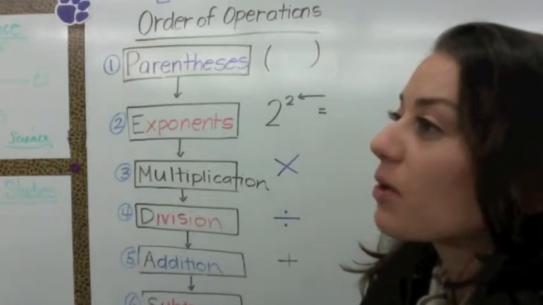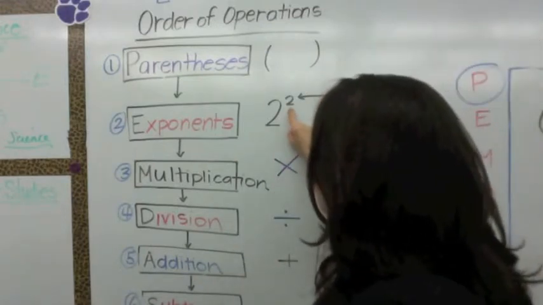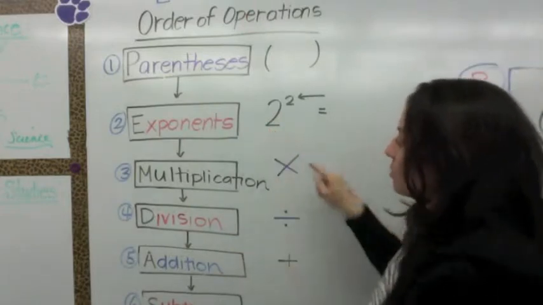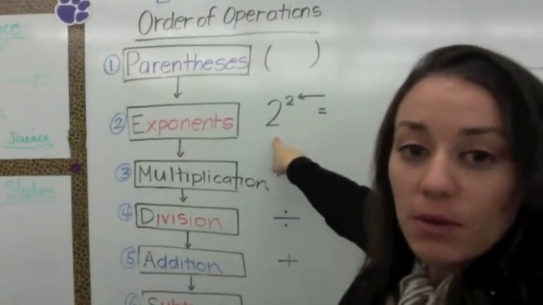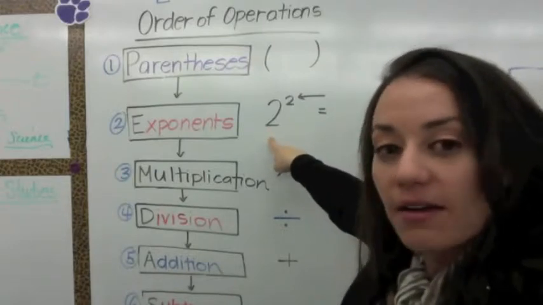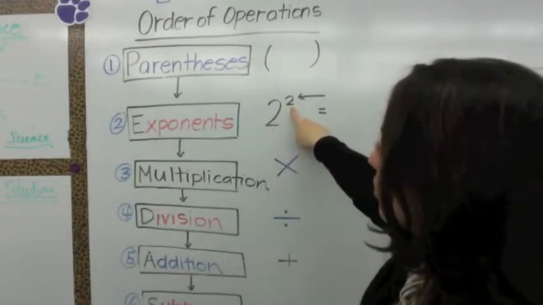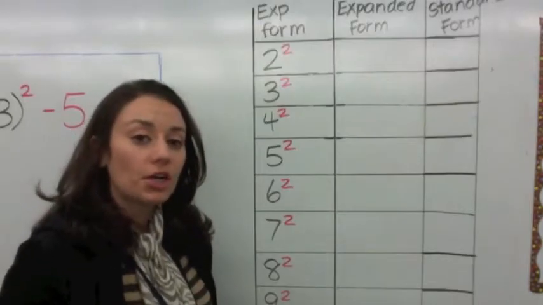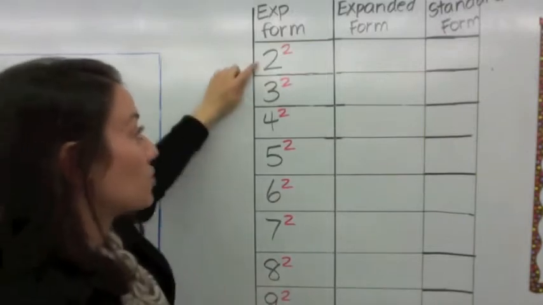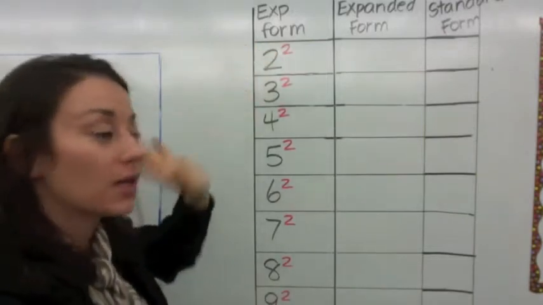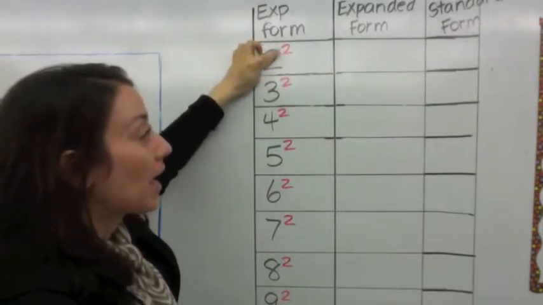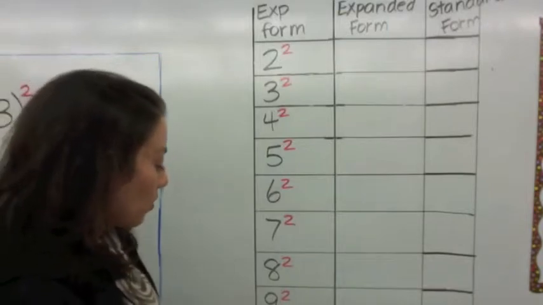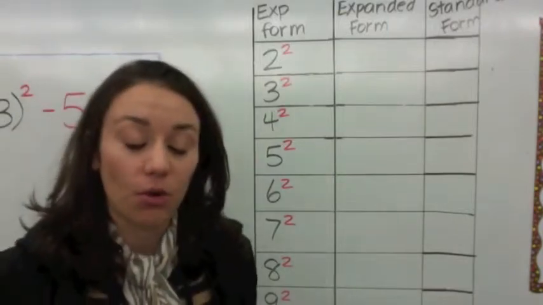Exponents are a very tiny number at the top. You have this big number, which we call a base. So the base is 2, and the exponent is also 2. We're going to read this number as 2 squared. I've included this table that we're going to fill out, and these are very common squares that you are going to have to figure out in your order of operation problems.